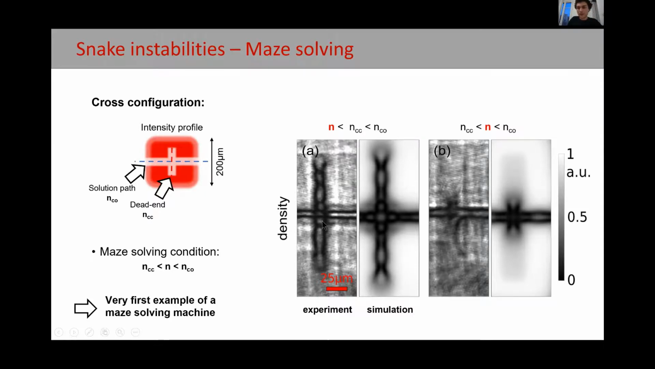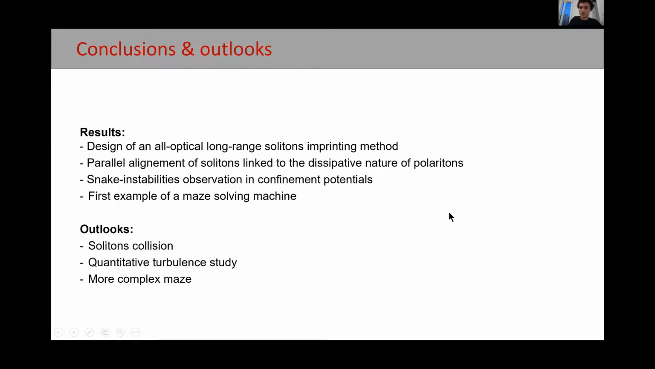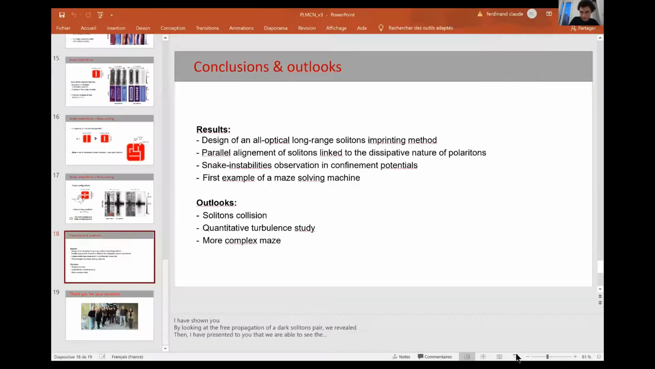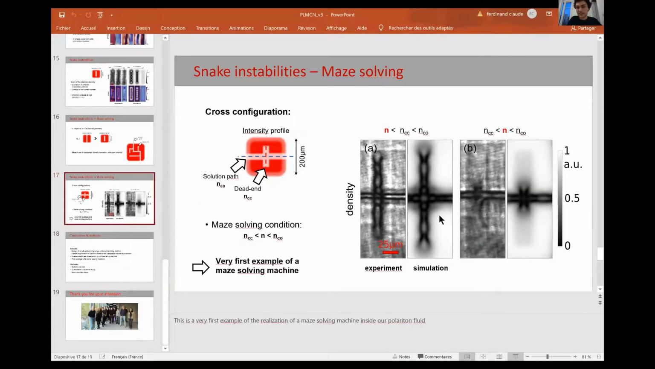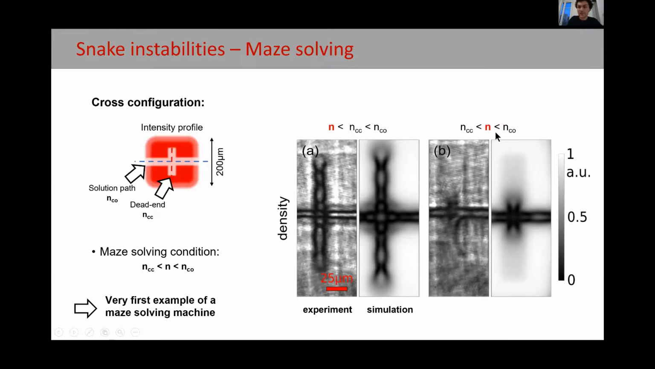So if now we slightly increase the channel density, such that it is between the critical density value of the closed channel and the critical density value of the open channel, you can see that we have only solitons which propagate throughout the horizontal channel. So throughout the solution path of the maze. So we solve the maze. So this is the very first, very basic example of the realization of a maze solving machine in our polariton fluid.